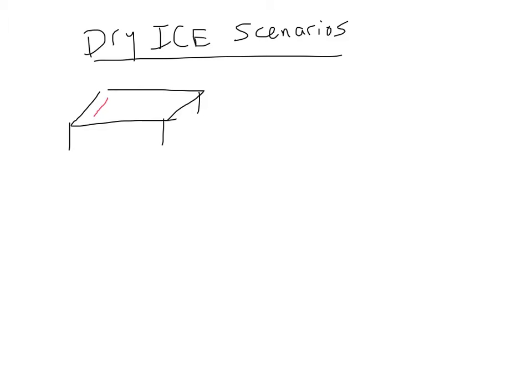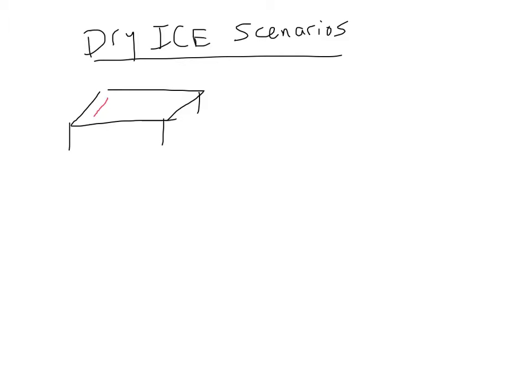Okay, right now we're going to take a look at the dry ice scenarios we did in class. So I've got a little sketch here of the table that we used with a little red line on there to indicate the little purple line I used in class as the 0 position. So the dry ice was sitting on the table.